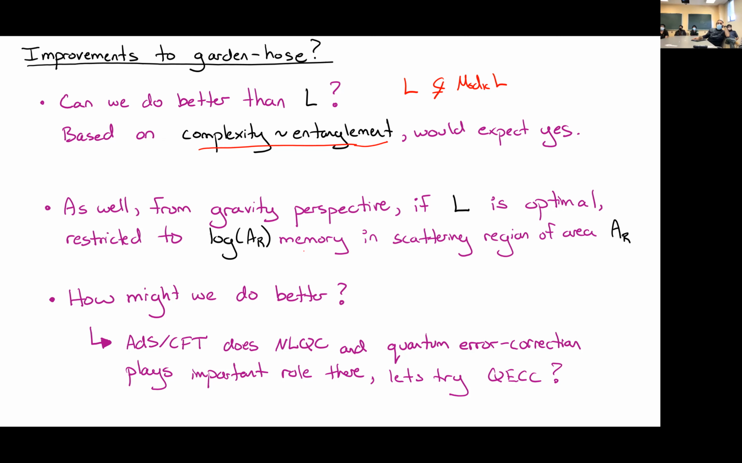So, okay, this is very heuristic, but given that and this relationship that we think exists between complexity and entanglement, we think we should be able to beat the garden hose and do better. How could we do better? What new tools could we bring in?